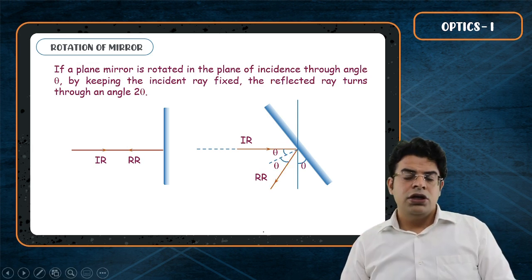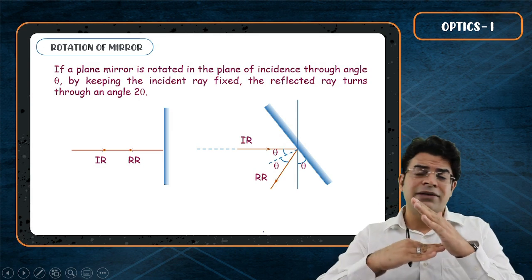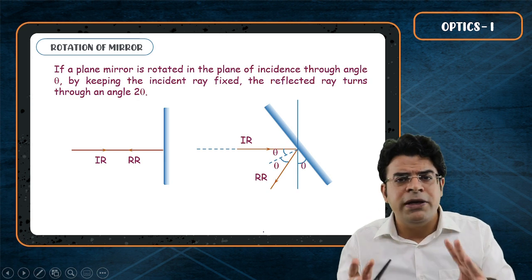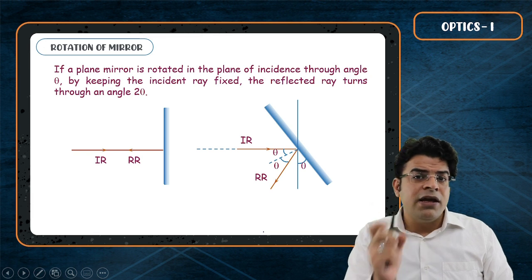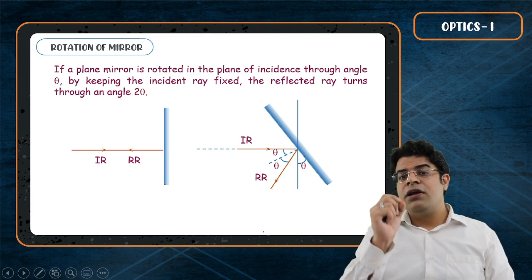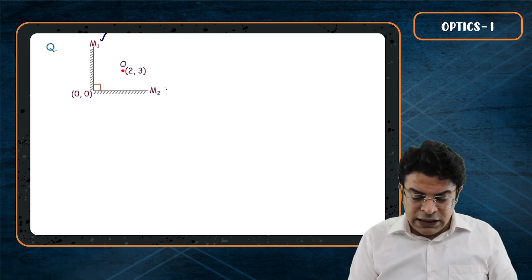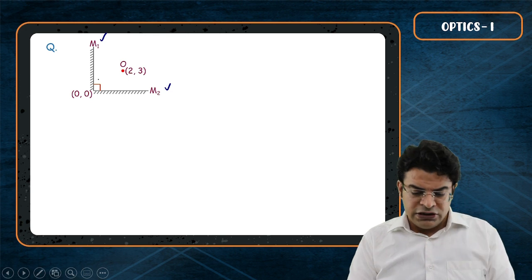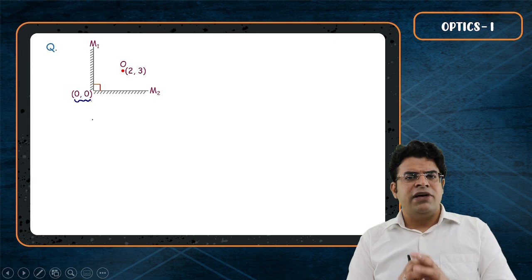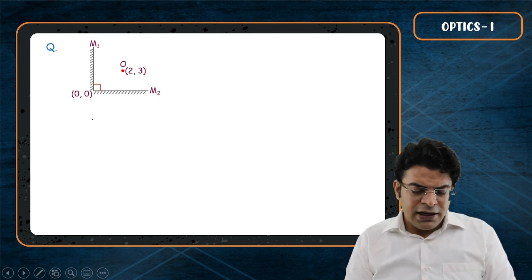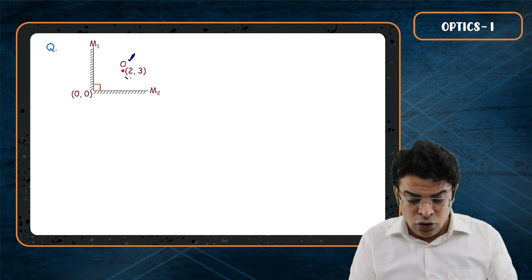Easy. So now we will talk about, if you have two plane mirrors inclined at some angle theta, what is the number of images formed by them? But before I go there, let's see an example that will make our concepts clear. Let's take a simple case. You have two plane mirrors M1 and M2 inclined to each other at an angle of 90 degrees, and let's say their point of intersection is taken as the origin (0, 0). There is an object placed in front of them with coordinates (2, 3).